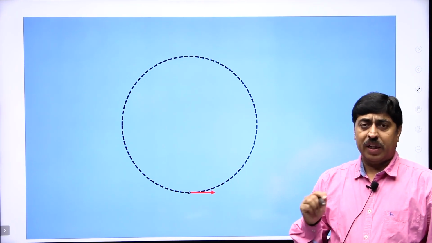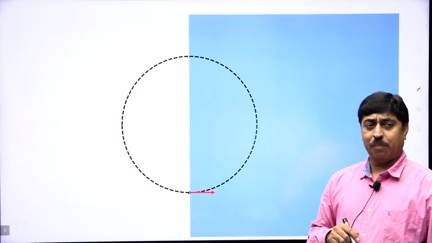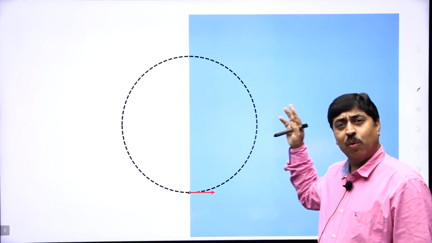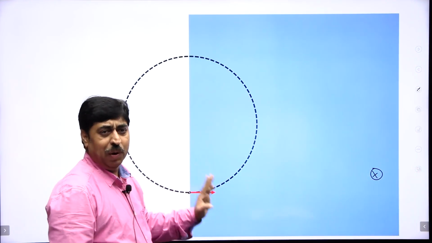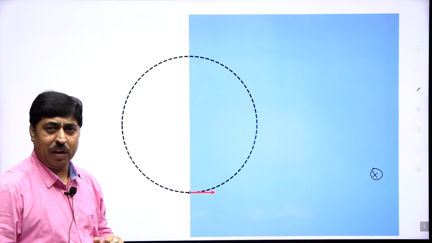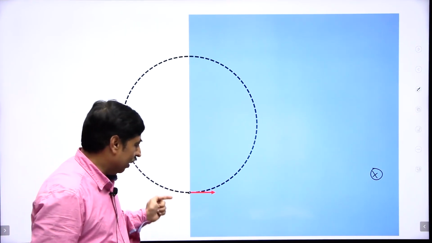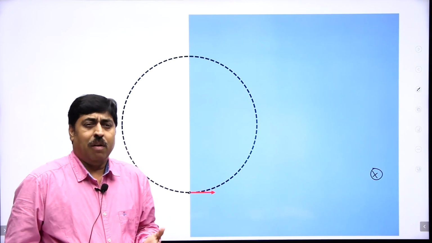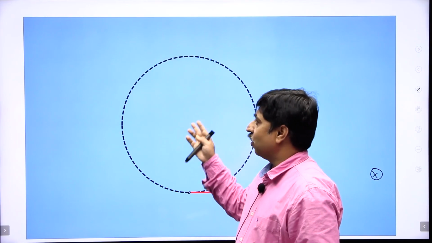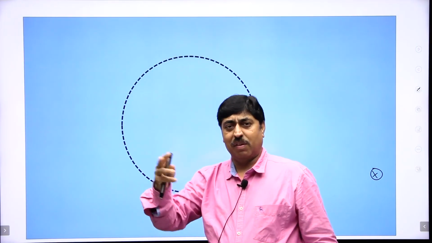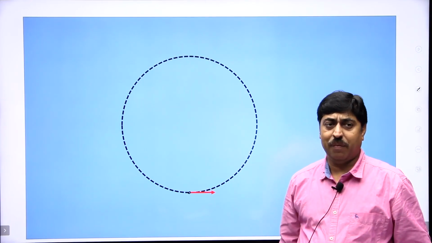But what will be the case if the magnetic field does not exist everywhere? For example, if the magnetic field is only existing in the blue region, nowhere else, then what will happen to the particle? Once you have projected the particle from this particular point in this particular direction, the particle does not know that it is not going to see any magnetic field after some time. It will just move as if there is magnetic field everywhere.